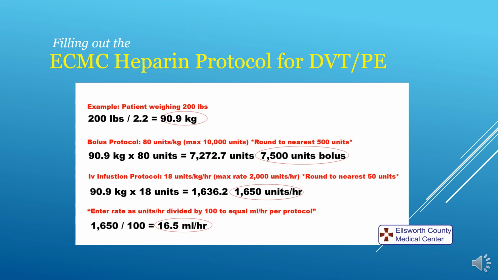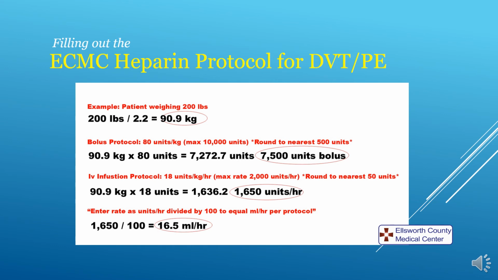To make it clearer, we have an example of a DVT patient weighing 200 pounds. 200 pounds divided by 2.2 equals 90.9 kilograms. The protocol states 80 units per kilogram with a maximum of 10,000 units. Round to the nearest 500 units. 90.9 kilograms times 80 units equals 7,272.7 units. Rounding it to the nearest 500 units is a 7,500 unit bolus.